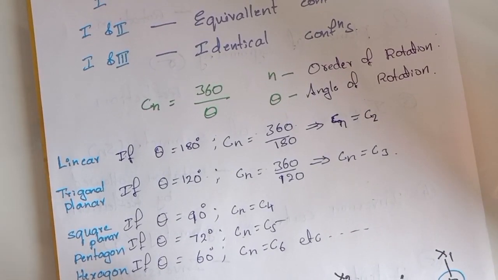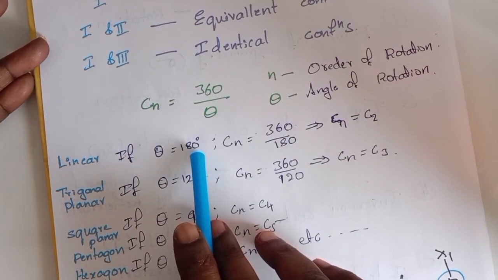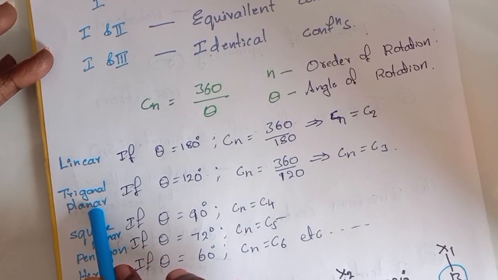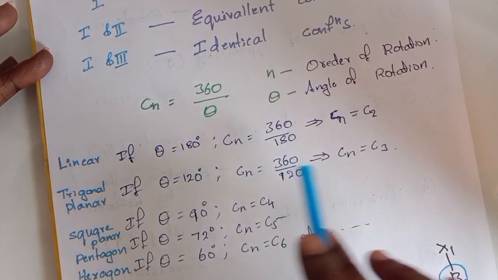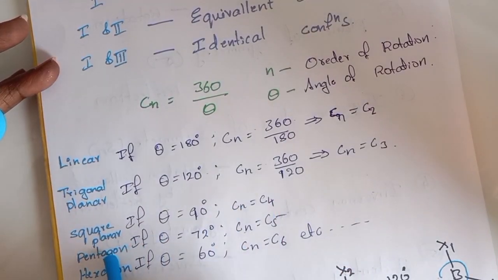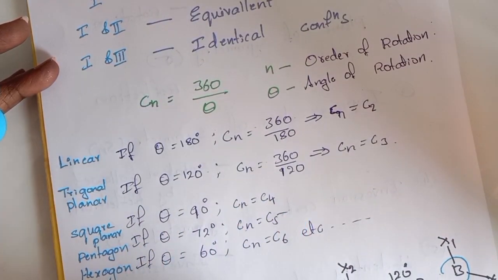So in linear molecules, generally theta is 180, so the rotation is C2. In trigonal planar, theta is 120 and it is C3. In square planar, it is C4. In pentagon, it is C5. In hexagon, it is C6.